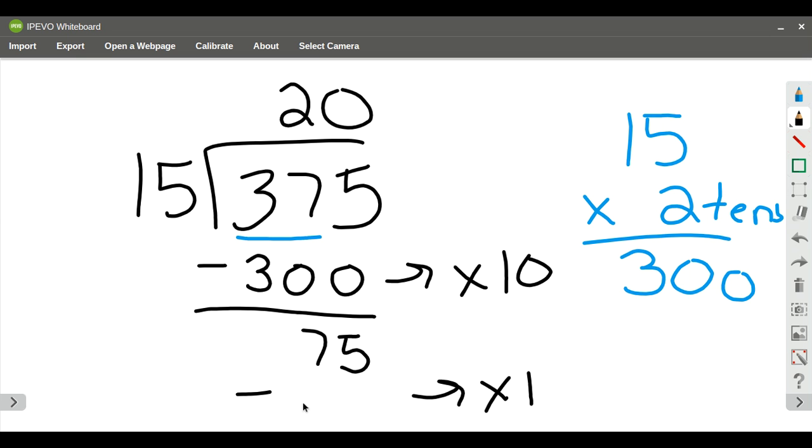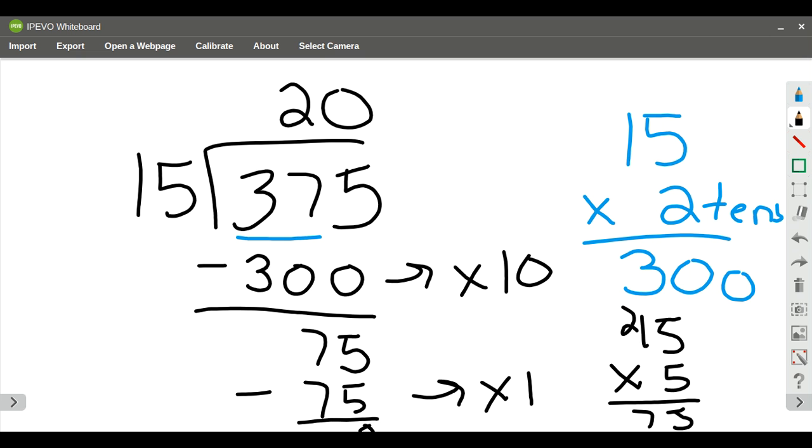So 15 times a value is going to get me near 75. So you may have to do some guess and check when you're doing this with your facts. I know that 15 times 5 is going to be equal to 75. Okay, so I'm going to put 75 right here. I subtract and I have nothing. I have no value left over. The 5 I'm going to place up above.